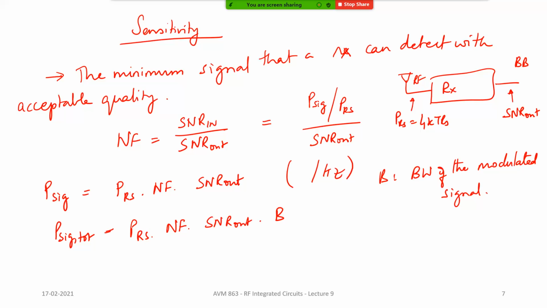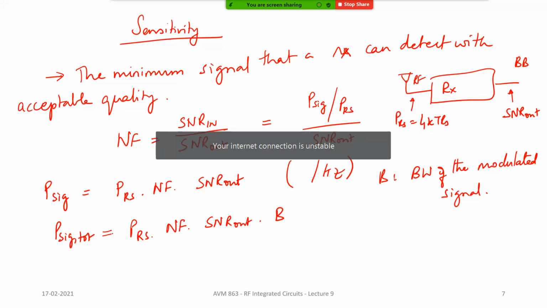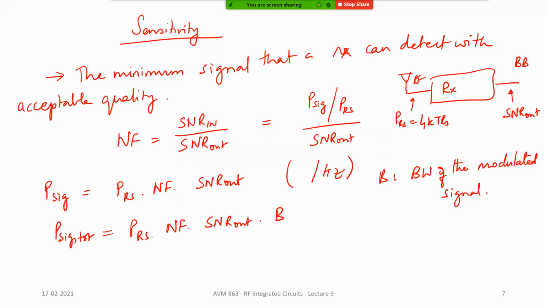Let's say this is the bandwidth at the RF stage. Now the whole thing, this is your equation. Now let's say this communication system is going to be successful if at the end of your receiver chain, you have an SNR out which is greater than the SNR min.